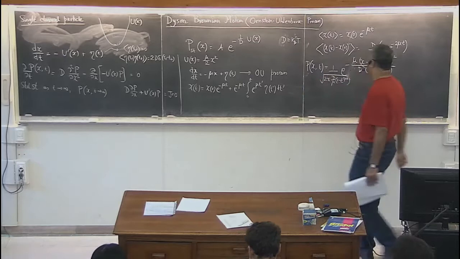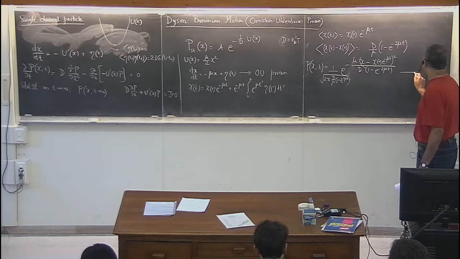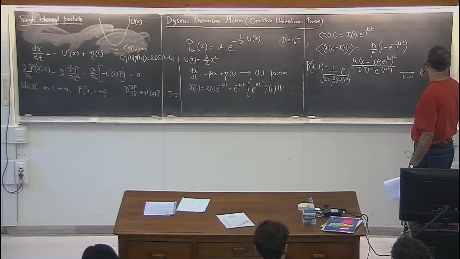and then here you have 2 pi times this sigma squared. Okay, so this is the full time-dependent solution. And in fact, you can see that in the long time limit, this term goes to 0, this term goes to 0, and basically it goes back to this, divided by whatever normalization here. Okay. So this is the stationary distribution.